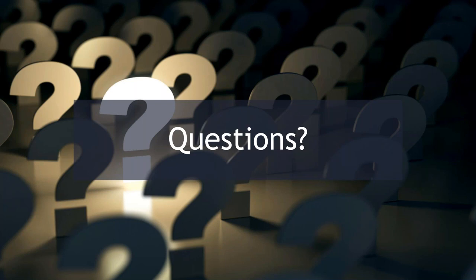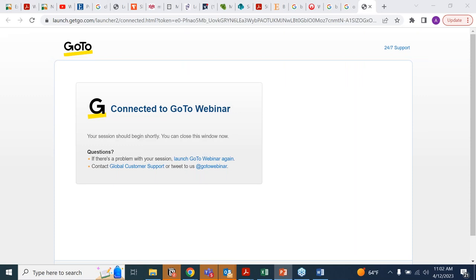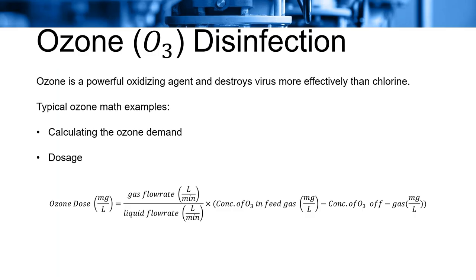Yes, let's see. I've got a question: in the ozone equation, should it say off-gas? You might want to go back to the ozone slide. Yes, I'm sorry, on the concentration. On that last term, it should say concentration of ozone off-gas. I kind of just left the "in" instead of "off". Let me edit that real quick. So that's how it should read. I deleted the "in" part of it.